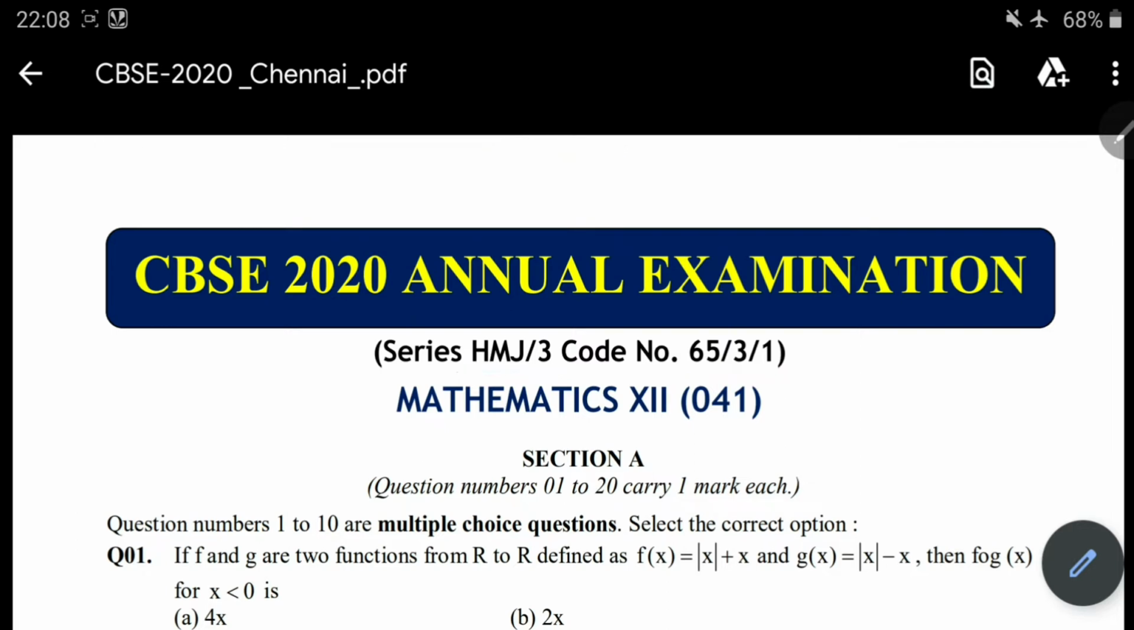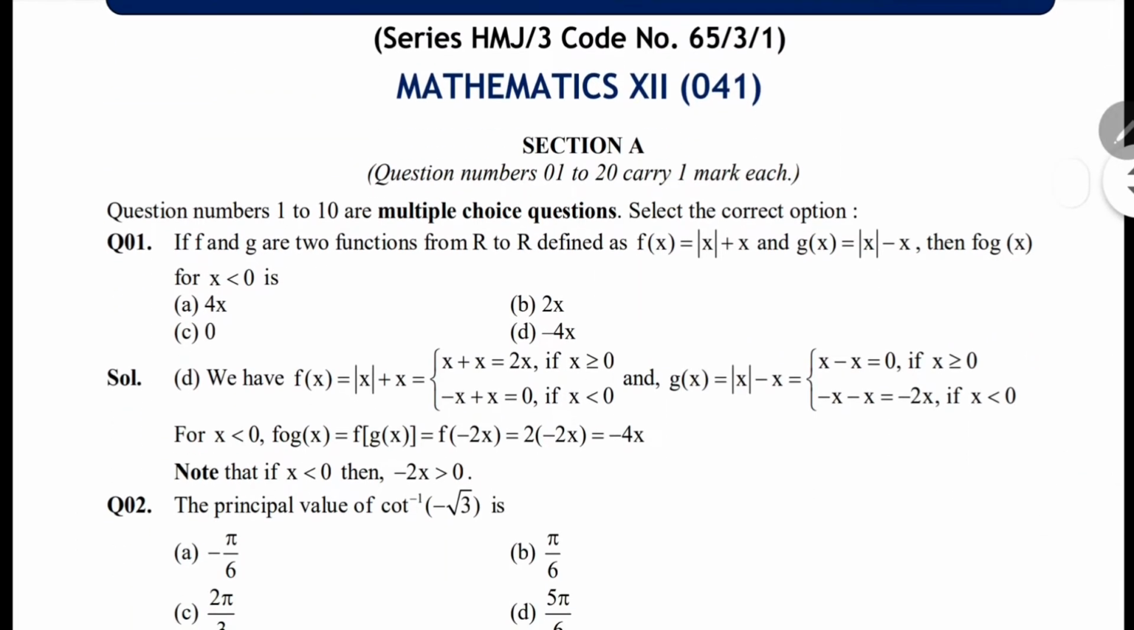So here we begin with the first 10 questions which are MCQs, means these are multiple choice questions. We have to select the correct option.